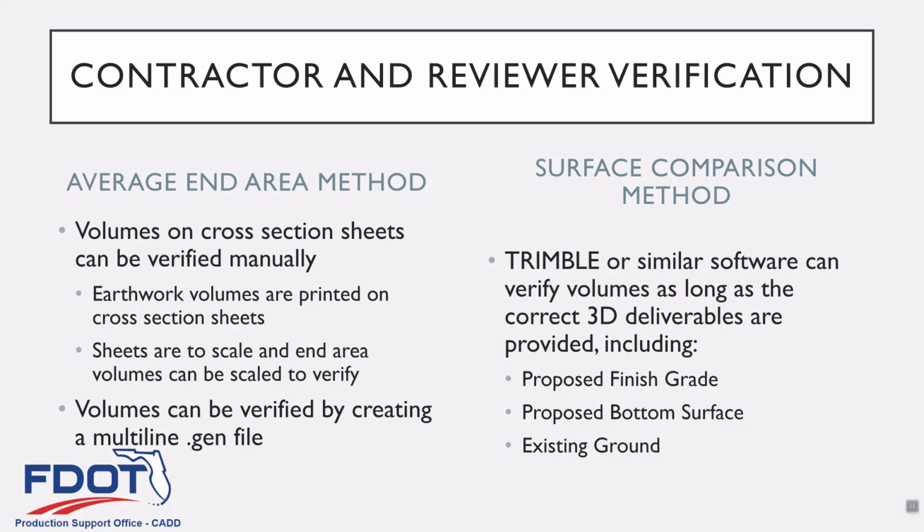If you did a surface to surface comparison, which, I should say, is the primary way of doing earthwork volumes in OpenRoads Designer, the best way to verify it is to export the surfaces that we created in 3D deliverables. You've got your finished grade, the bottom surface, and the existing ground. Export all of those, and then import. If you're a designer wanting to check that, just open it up in Trimble, or whatever similar software can open those LandXML surface files and run calculations, because this is what contractors would be using.